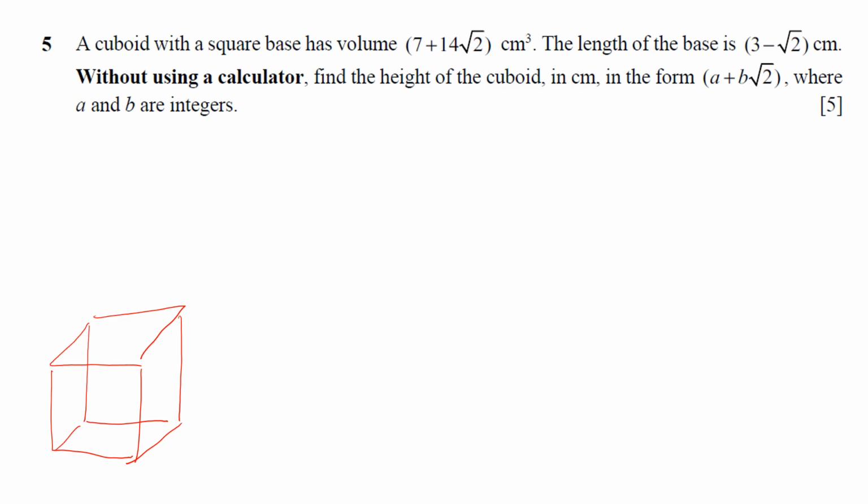Alright, so this square base has length 3 minus square root 2. So since it's a square, if the length is 3 minus square root 2, then the breadth will be 3 minus square root 2, multiplied with the height, which we don't know, let's call it h. So when these three terms multiply together, they'll give you this volume. So to make our calculations less complicated, let's find the area of the square base first.